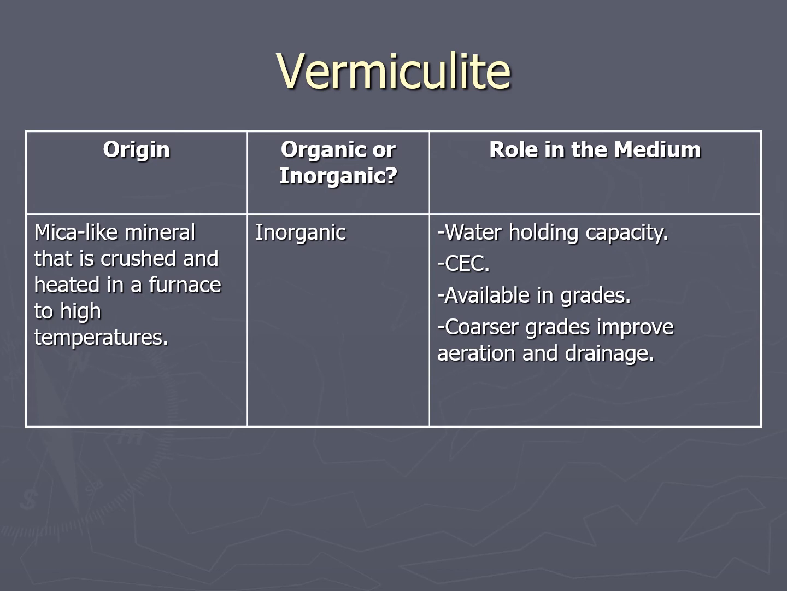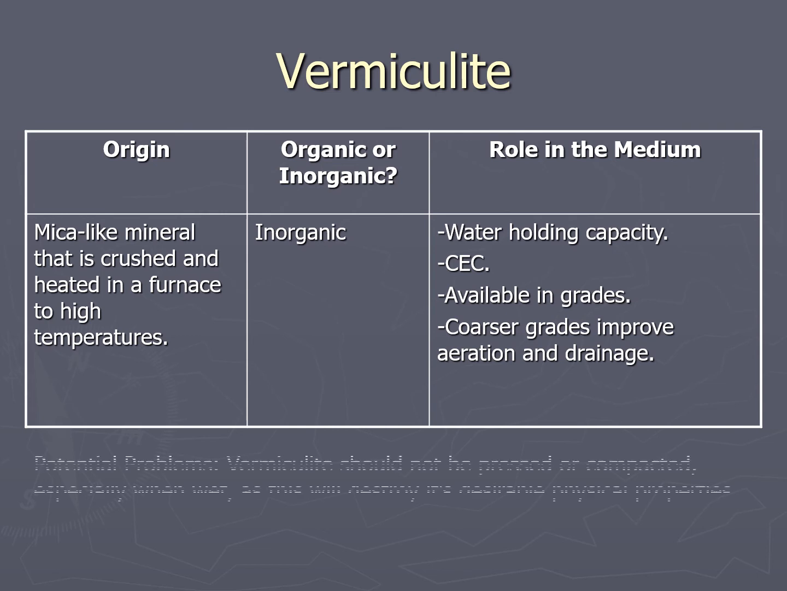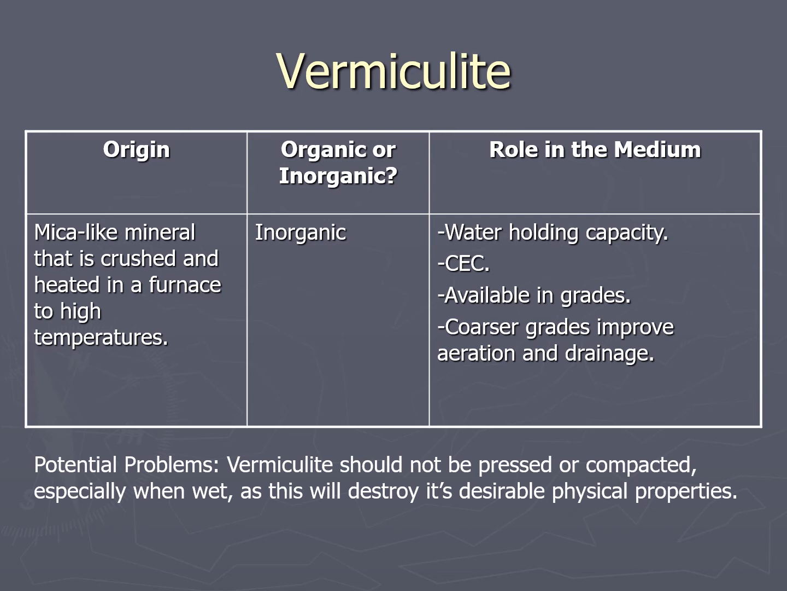It's available in different grades, and the coarser grades are used in ornamental horticulture as a growing media component to improve aeration and drainage. Potential problem: vermiculite should not be pressed or compacted, especially when it's wet, as this will destroy its desirable physical properties. So in other words, if you crush it when it's wet, it stays crushed and it won't expand back to its original size.